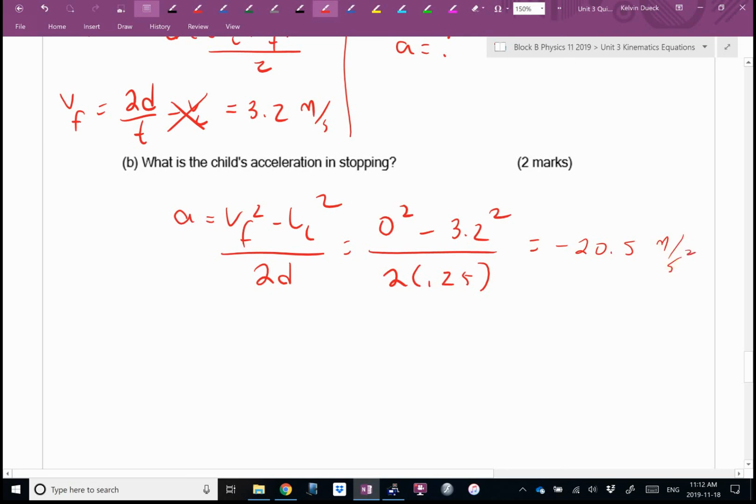If you had let V initial be negative, you'd get a positive acceleration here because they are accelerating up. So it all depends whether you want to think about the negative as slowing down, or if you wanted to think about it as accelerating up, you could call this a positive acceleration. And this is why it's all relative. The directions are kind of arbitrary. Just be consistent in your question. Is that okay?